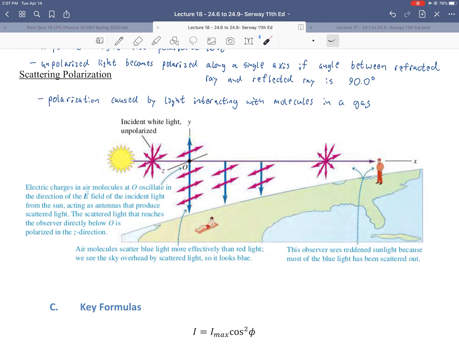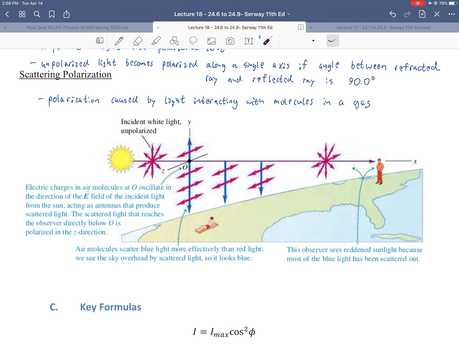All those accelerating electrons in the molecules in the air are based on the laws of electromagnetic induction. An accelerating electron creates a changing magnetic field. The changing magnetic field creates a changing electric field, and light is produced. So they're acting like antennas, and they're producing light.